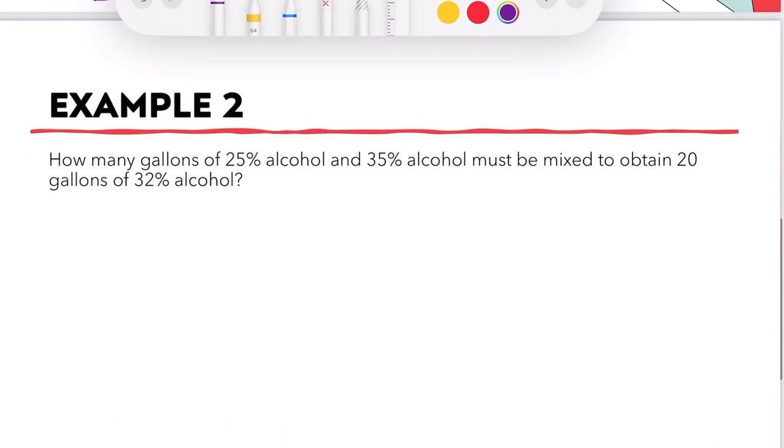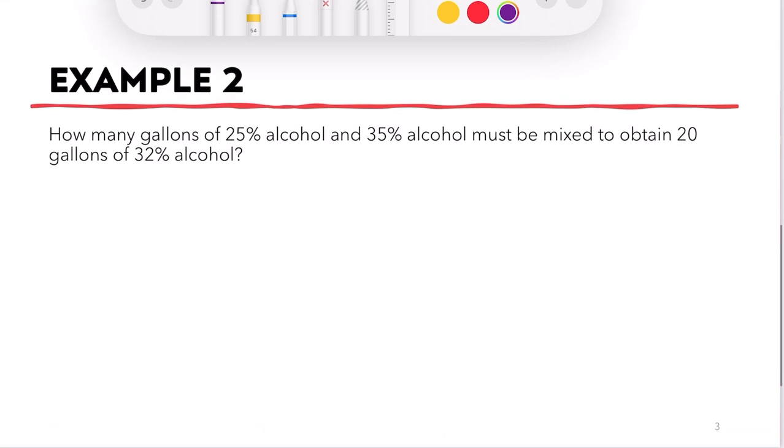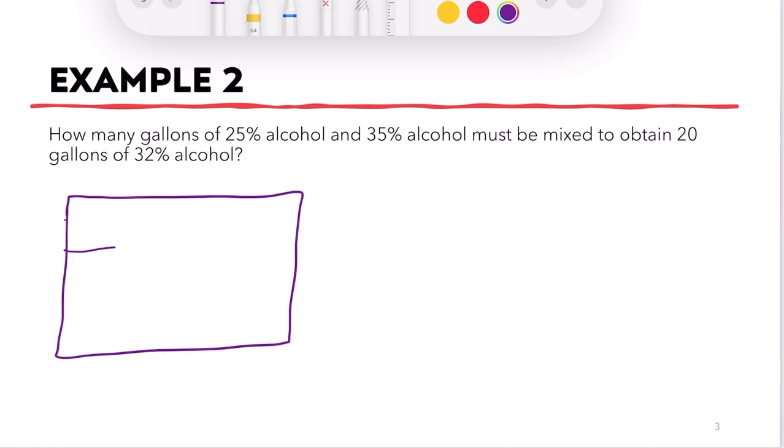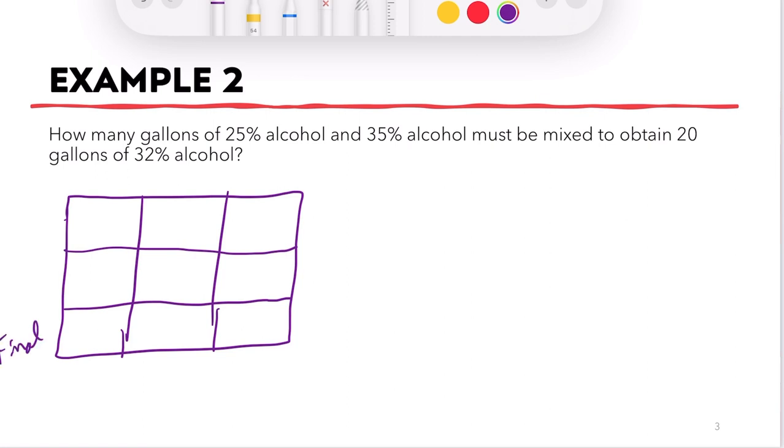So for example 2, I want to know how many gallons of 25% alcohol and 30% alcohol must be mixed to obtain 20 gallons of 32% alcohol. So again, I'm going to need a table, something generally table-shaped. And that final row is going to be where I put my final amounts.